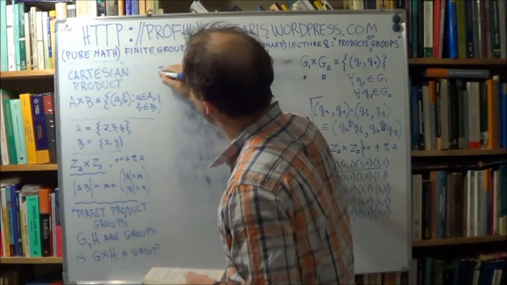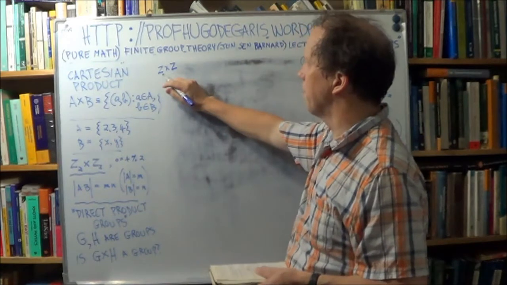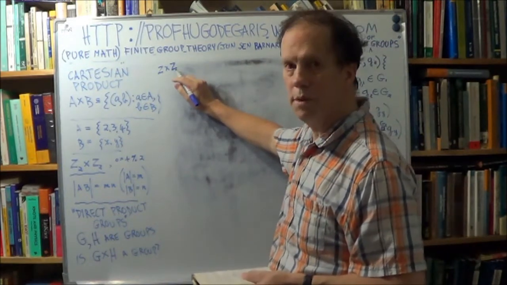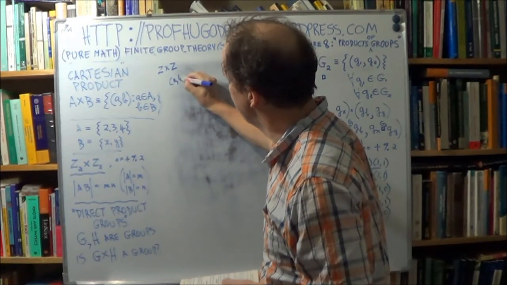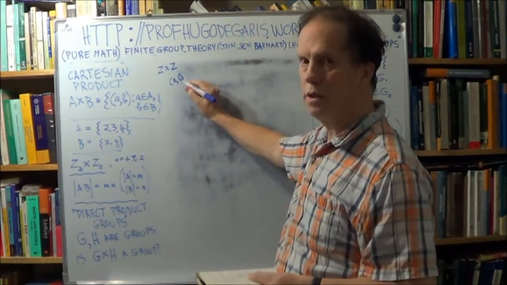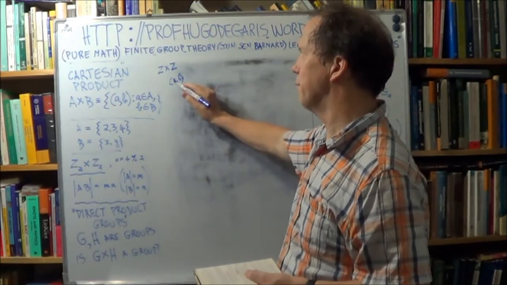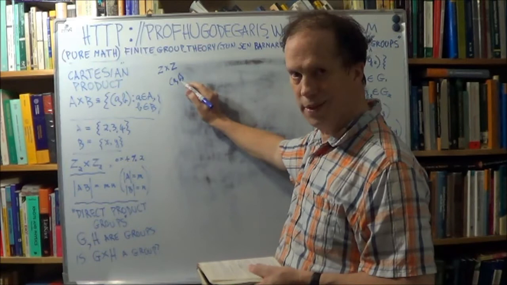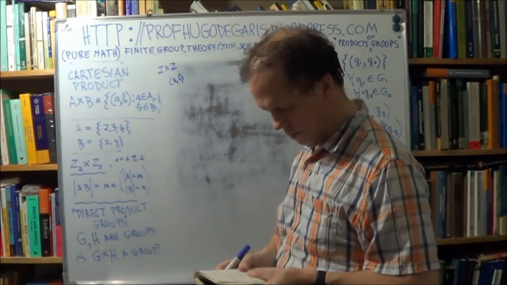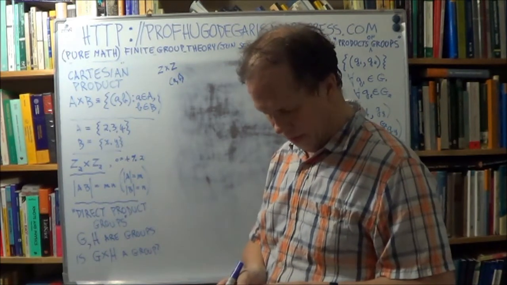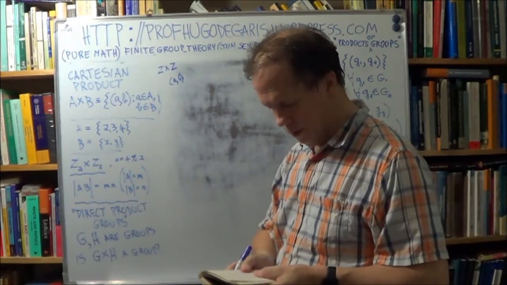Well, how about this? Z times Z. The integers times the integers. So all possible sets will be of this form. So A and B belong to the integers. That's defined. And there's an infinite number of A's and an infinite number of B's. So not finite, right? So set A by B always has a finite number of elements, so that's false.